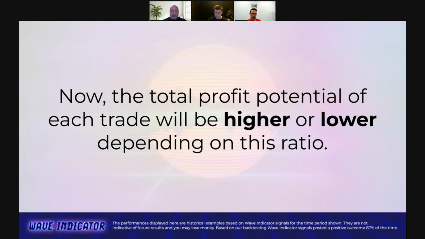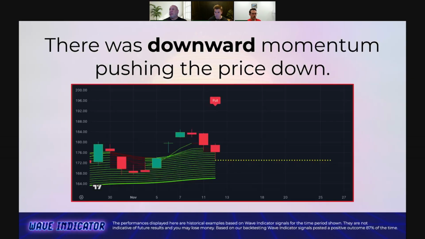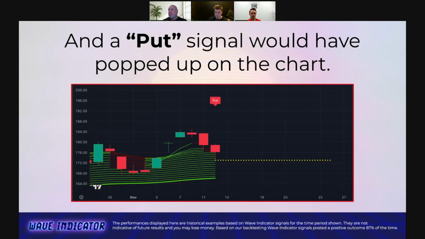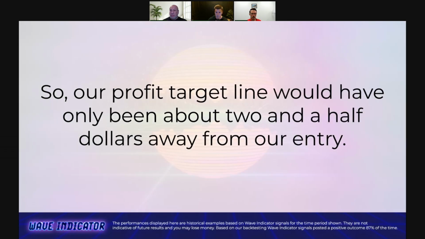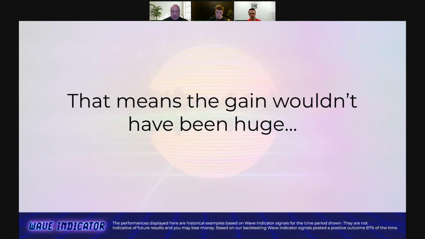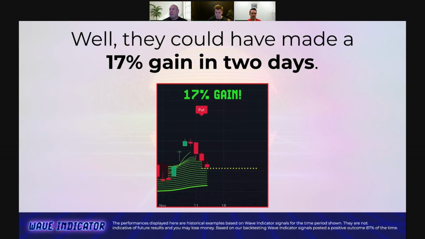Now, total profit potential of each trade will be higher or lower depending on this ratio. Let's take a look at this AVGO trade back on November 12th, right? There was downward momentum pushing the price down, and a put signal would have popped up on the chart. But as you can see, there really wasn't too much momentum behind the drop. So our profit target line would have only been about $2.50 away from our entry, which means the gain wouldn't have been huge, but had someone bought a put right around the strike price of the profit target line, they could have made a 17% gain in 2 days.